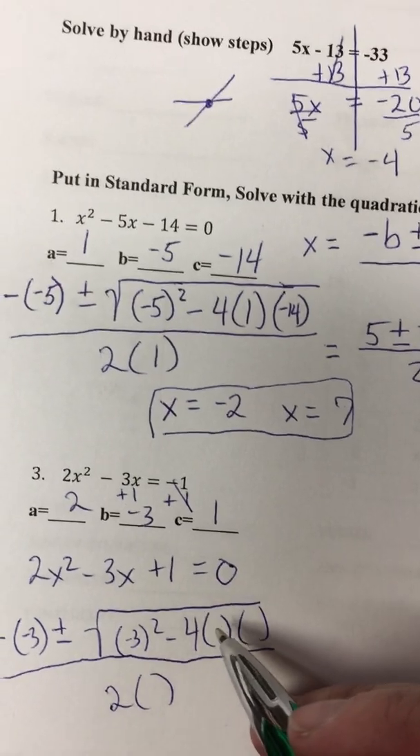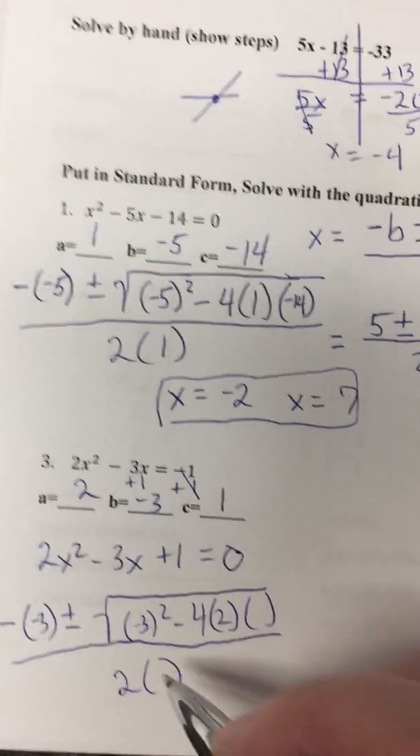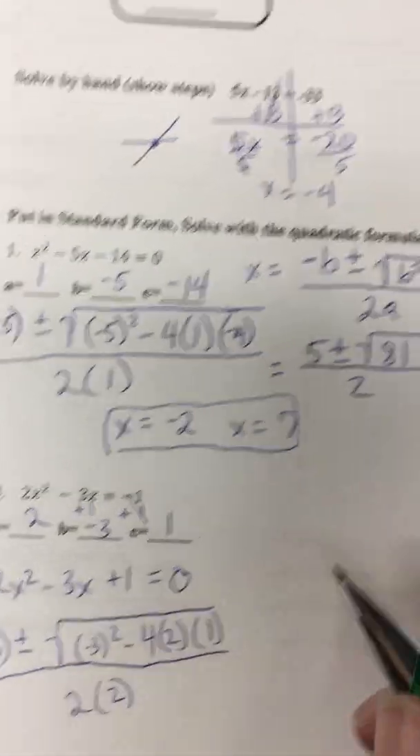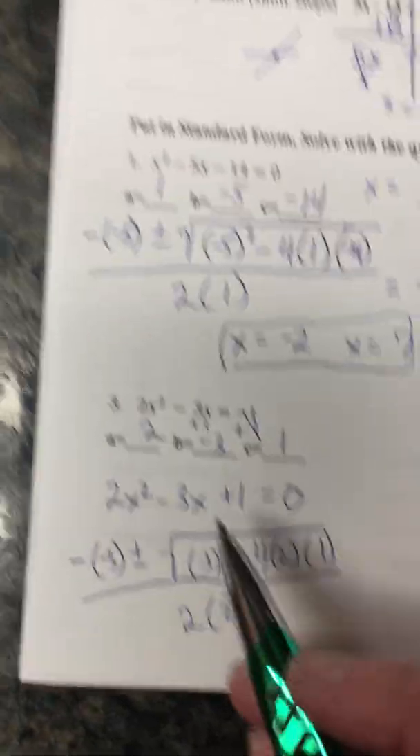And then I have A's go here at these 2 places. So A is a 2 and 2 there. And then C is this one, so C is 1. And again, I'm literally just copying this formula and plugging in the numbers that go there. So now, your choice now.